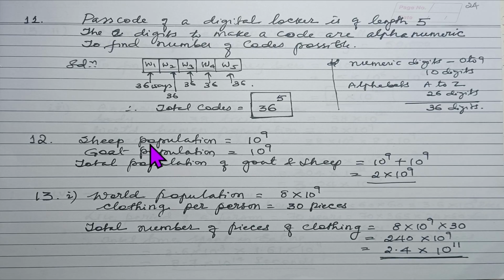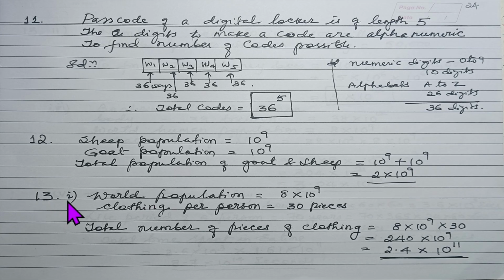Now coming to the next example, we have a sheep population. The sheep population is 10 raised to 9. The goat population is 10 raised to 9. Total population of goat and sheep is equal to 10 raised to 9 plus 10 raised to 9, that is 2 into 10 raised to 9 is the answer.